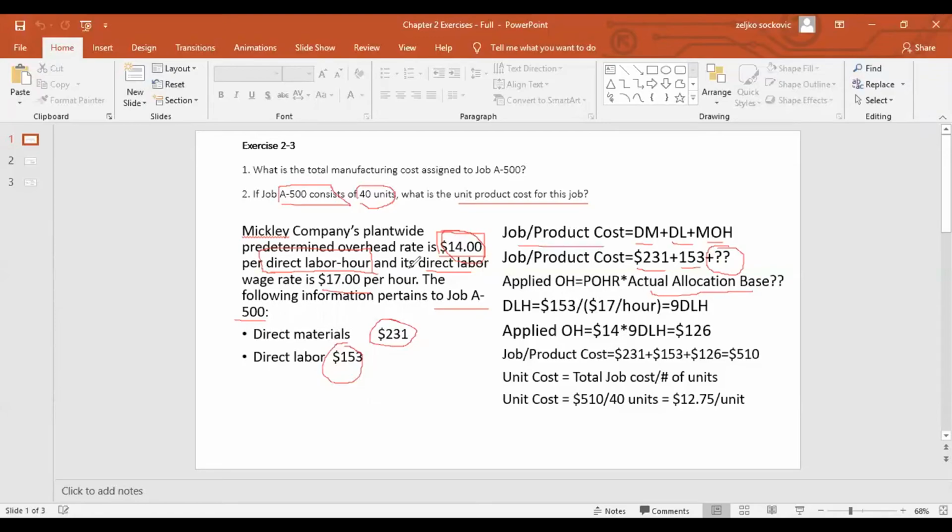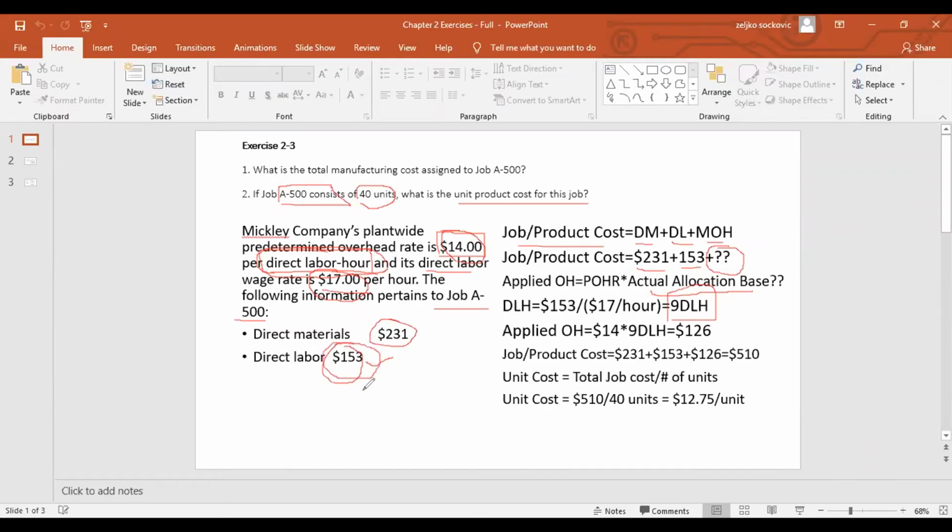Well, you say, okay, let me see. Direct labor is $153 they spent on direct labor, and they paid their workers $17 per hour. Well, if I divide 153 by 17, I will get 9 direct labor hours. So that's your allocation base, right? That's your allocation base, 9 direct labor hours. So first you identified here that direct labor hours are your allocation base. They could have been machine hours, but then of course you would have other information here too. And now you have to find those direct labor hours. How many hours did this job actually use? Well, you're not told, but you figure it out.